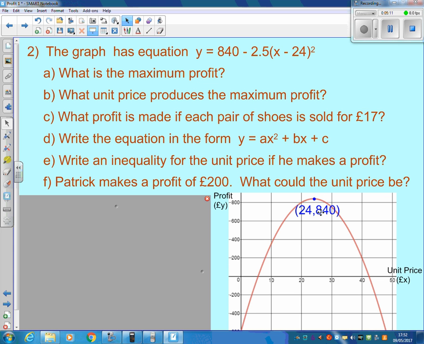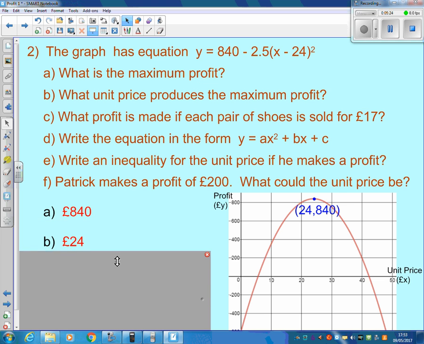Now the advantage with that, as we've just seen, is that these numbers are giving me the maximum profit and the unit price that produces them. So having got those, I can say the maximum profit is £840 and the unit price that produces the maximum profit in this case is £24.